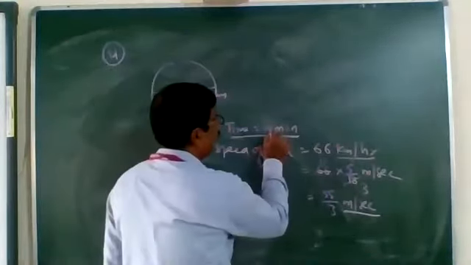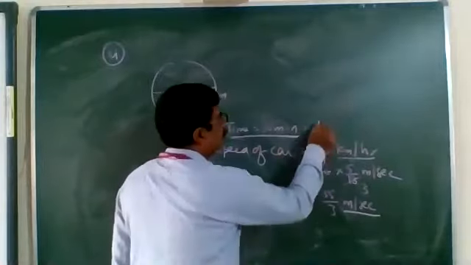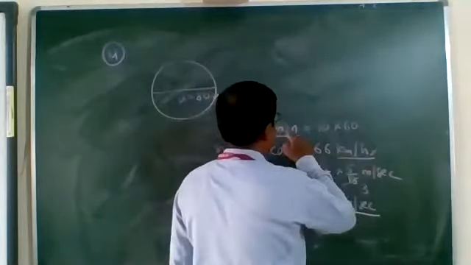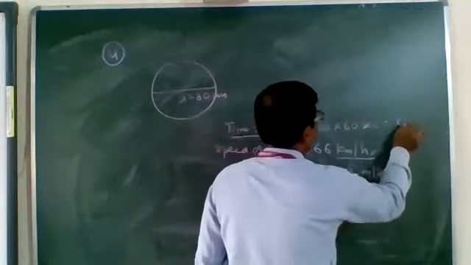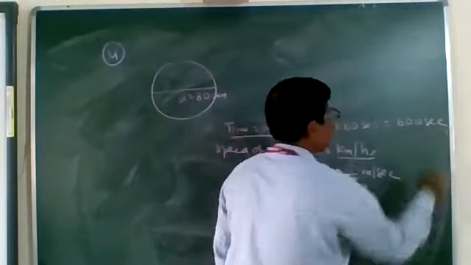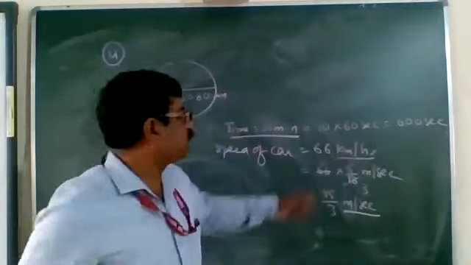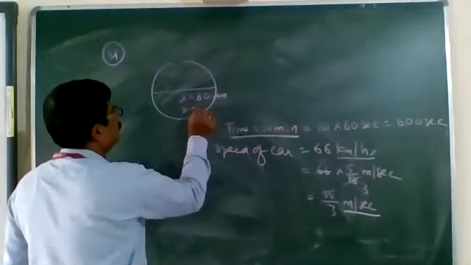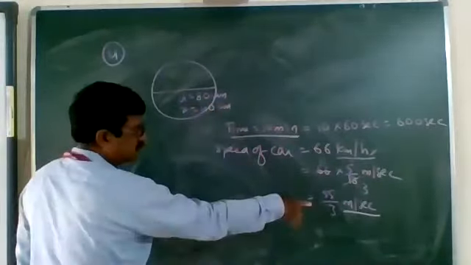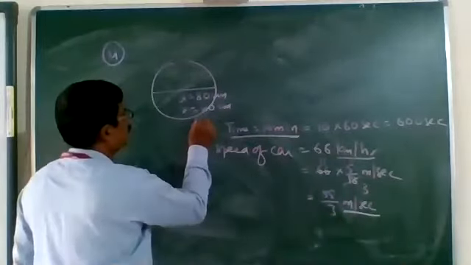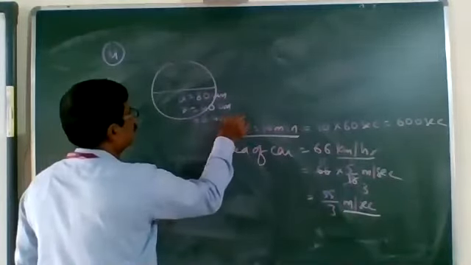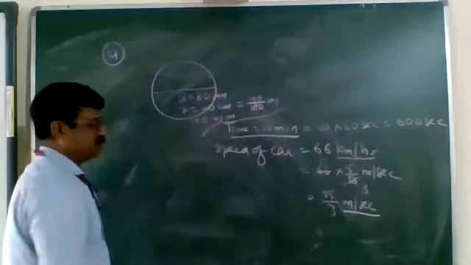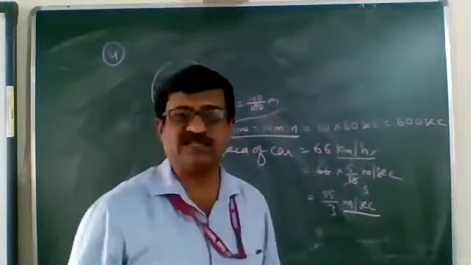But this is given in minutes. We also convert this minute into seconds. 10 into 60, 1 minute is 60 seconds. That is 600 seconds. Now we have converted two of the values in the same unit, and this 80 centimeter diameter, or radius, will be 40 centimeter, and since we have converted it to meter, this will be 40 upon 100 meter, that is 0.40 meter. Okay, all the values have to be converted to the same unit.